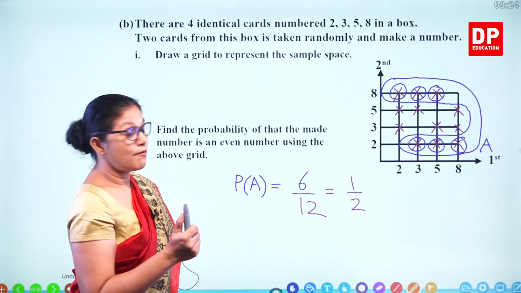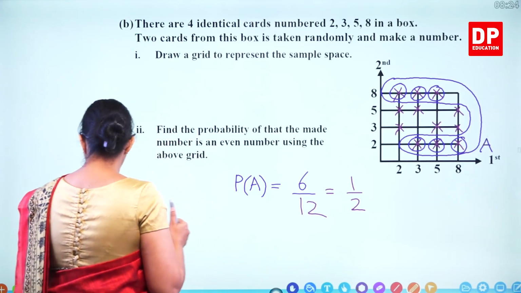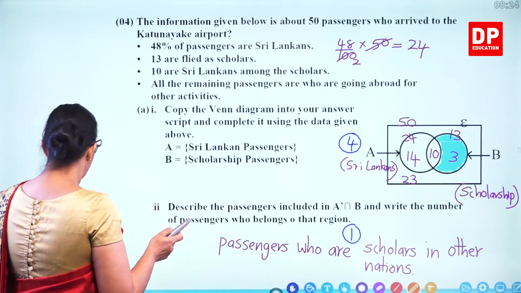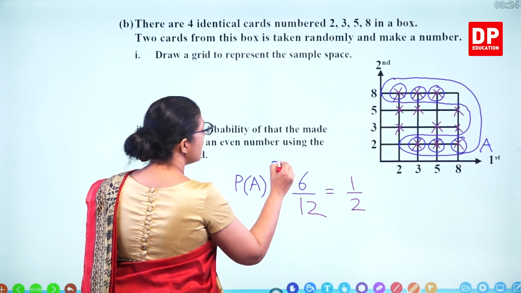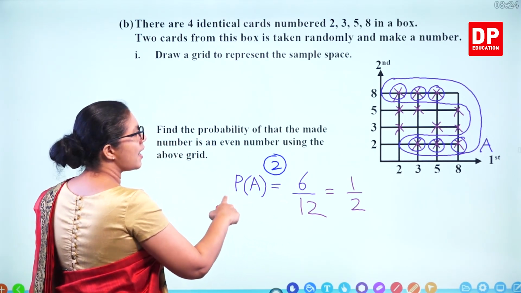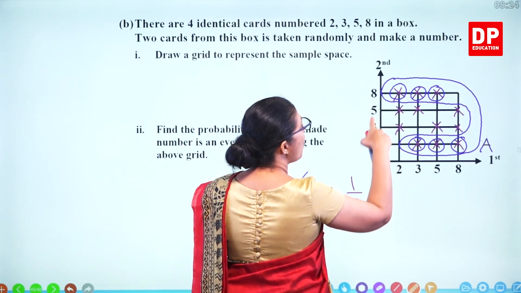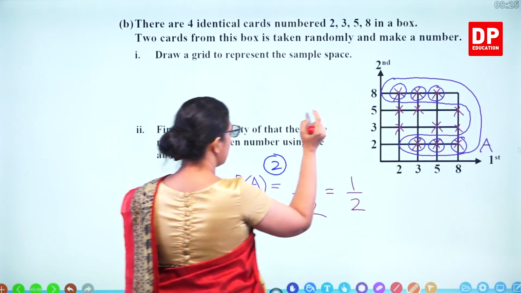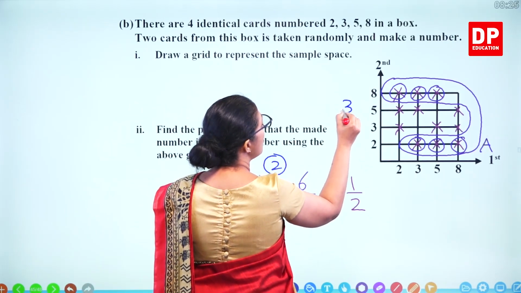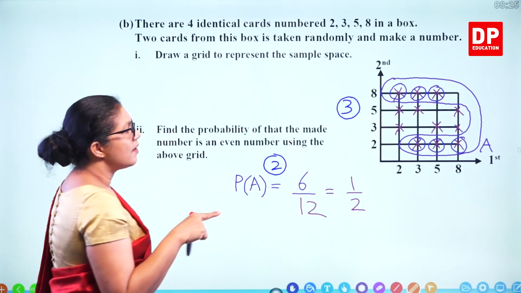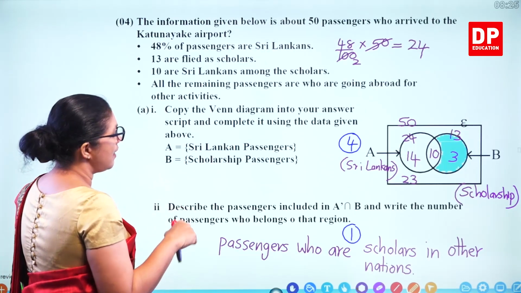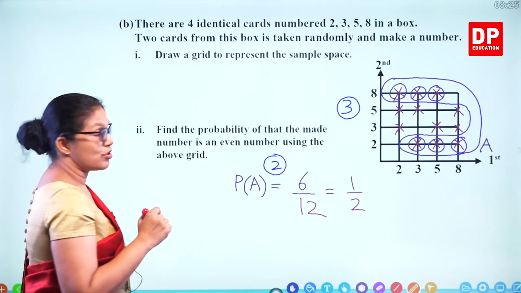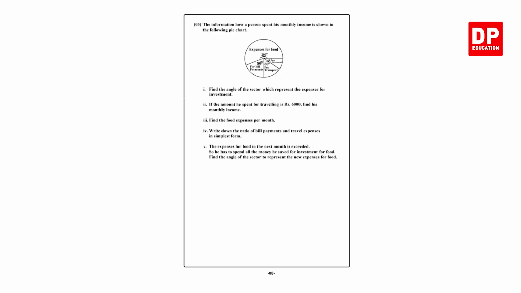Now how do we give marks? We have given already 5 marks there. So 2 marks will be given here for calculating probability, and 3 marks for the sample space diagram. So 3 plus 2, 5, and this 5, you get altogether 10 marks. Now you can do the last question in part A.